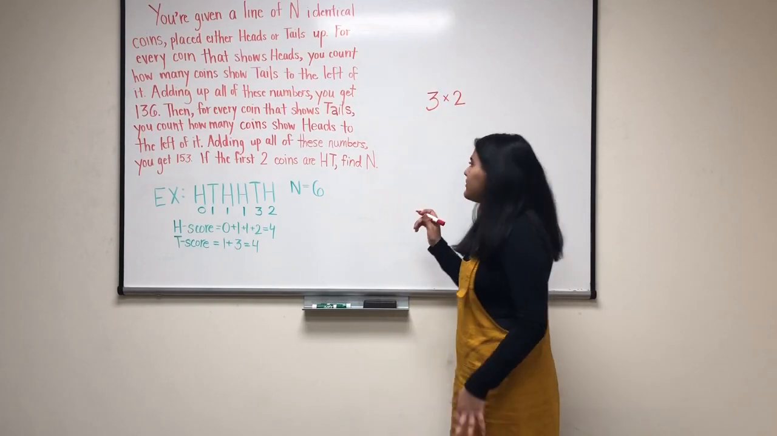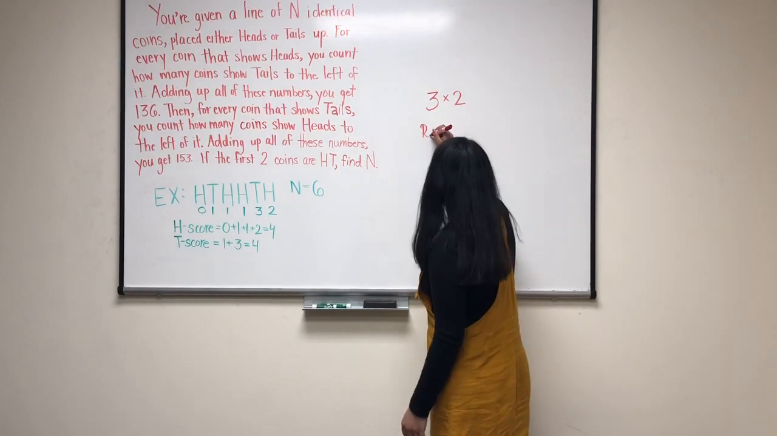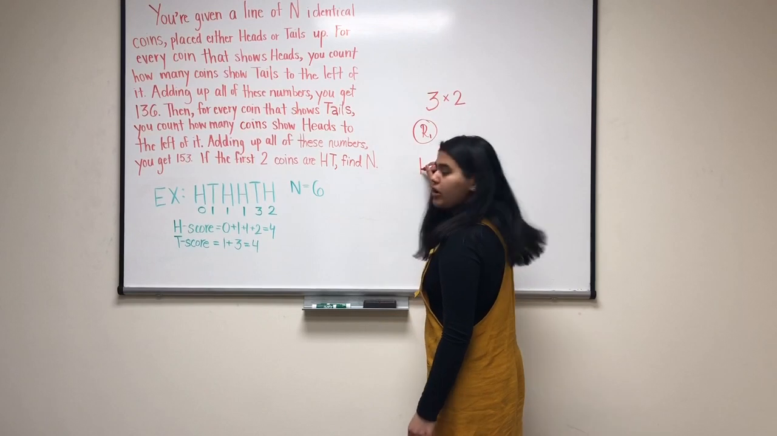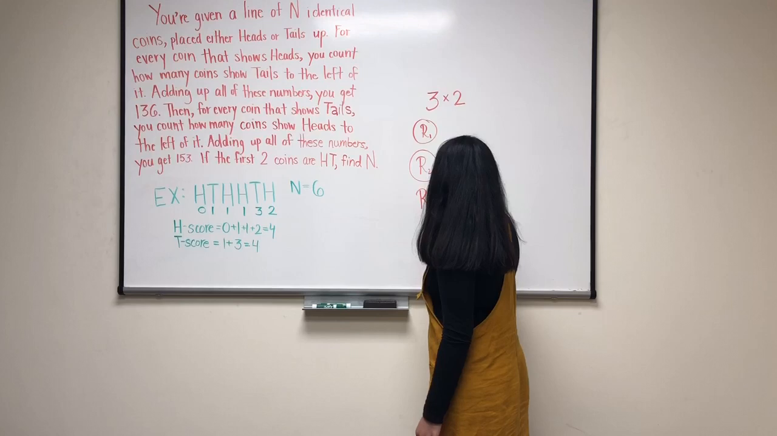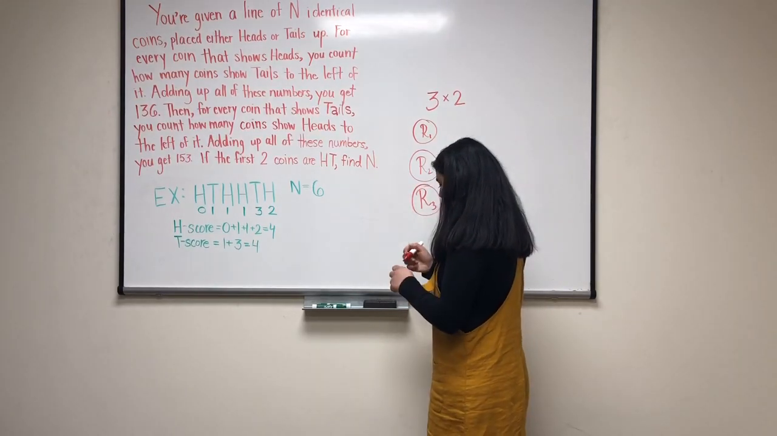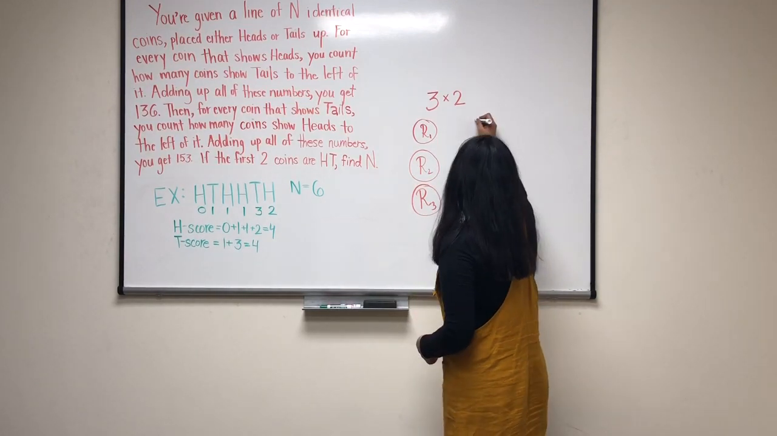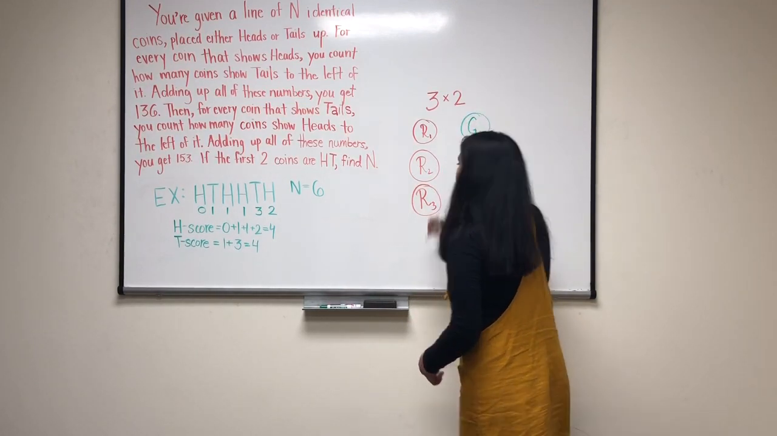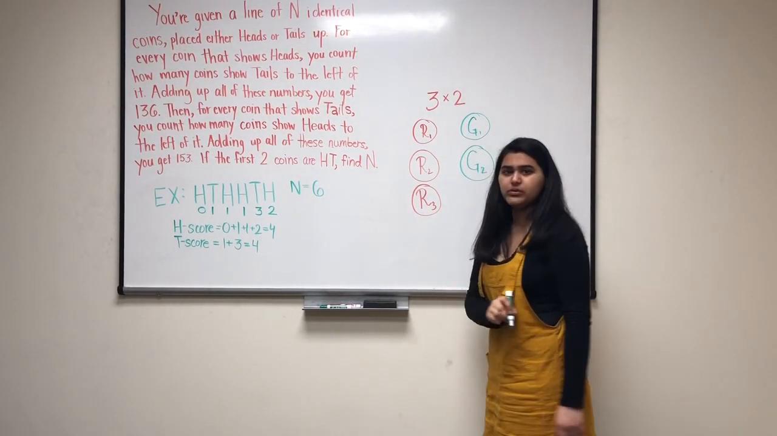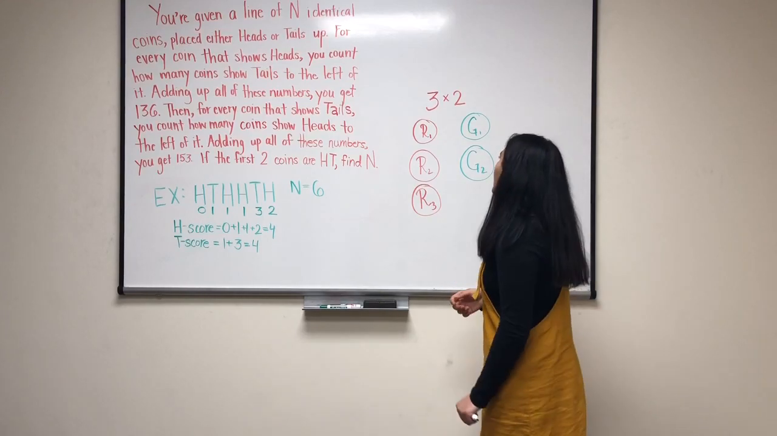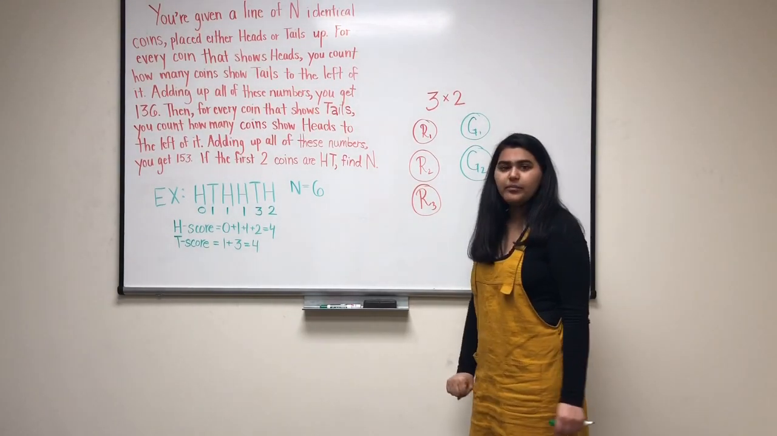You could describe this as follows. Imagine you have 3 red balls, so R1, R2, and R3. And let's say you have 2 green balls, so G1 and G2. Now, how can I visually represent 3 times 2 with this diagram over here?